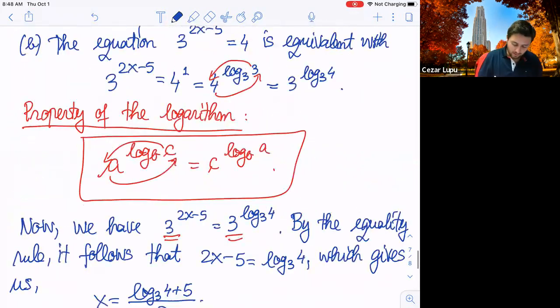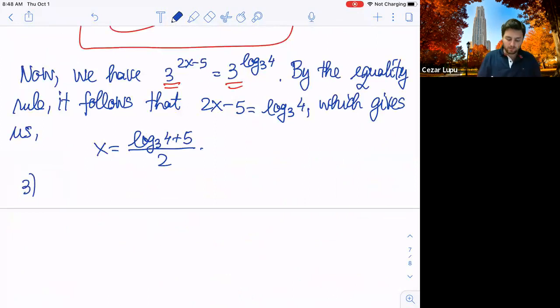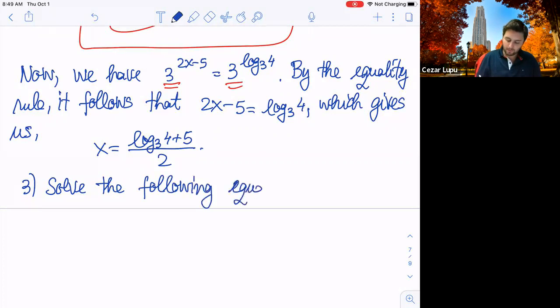Now let's see another one. Let's solve another one. Example 3. Solve the following equations. The first one that we have in mind is the following. I'm just going to do a logarithmic equation, and then I'm going to do an exponential one. In fact, let me separate the two. Just solve the equation.